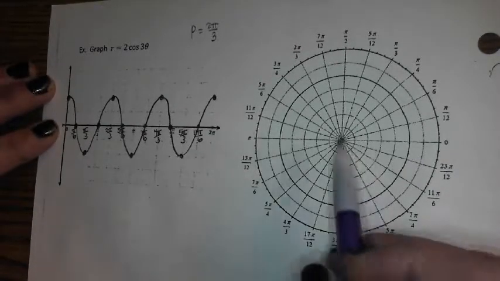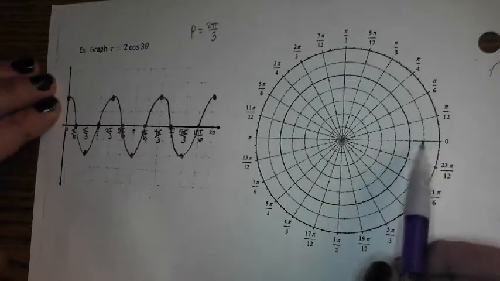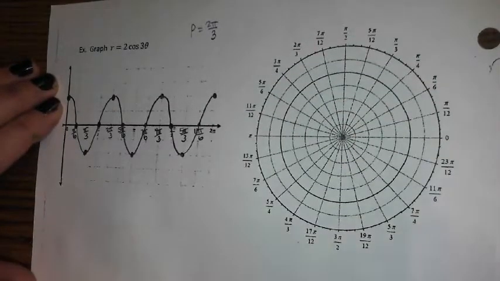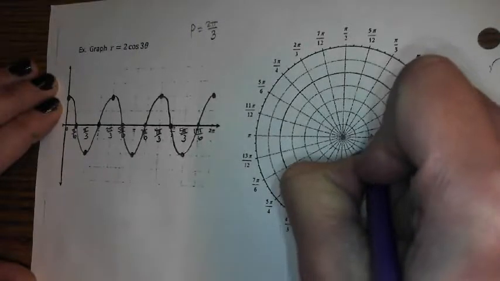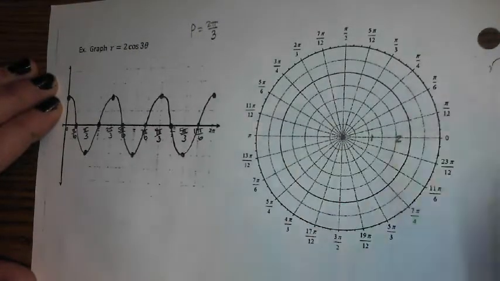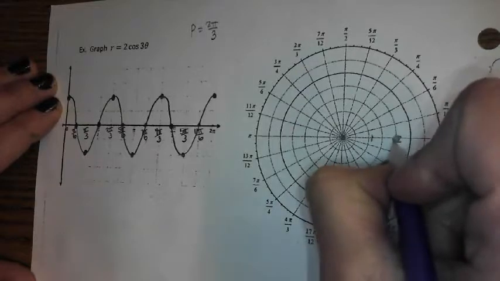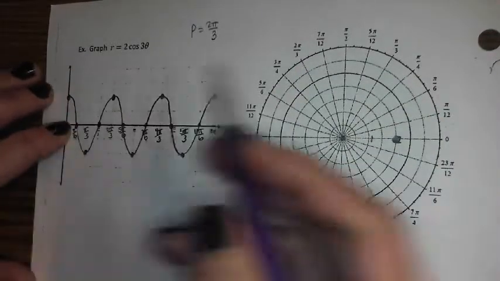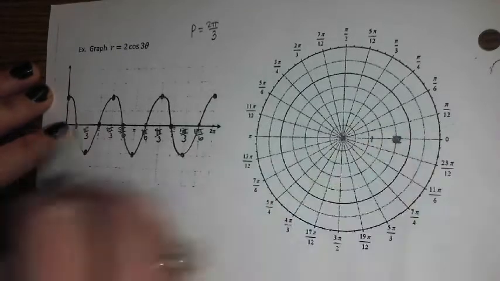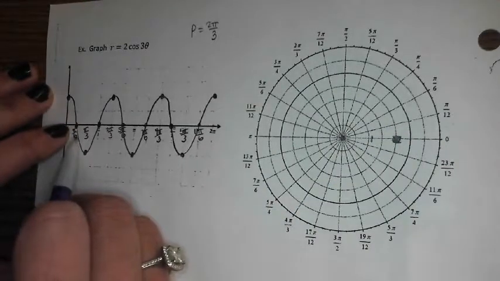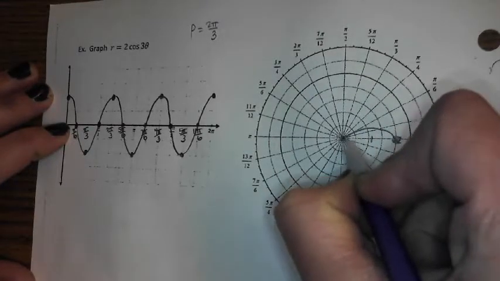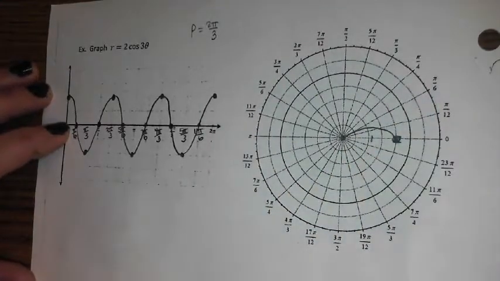Starting with a theta of 0 with a radius of 2. Can we scale this one? I'm going to scale it: 1, 2. And then we go back to the origin by the time we reach pi over 6, yes? So your petal approaches the pi over 6 ray, but never actually crosses it.